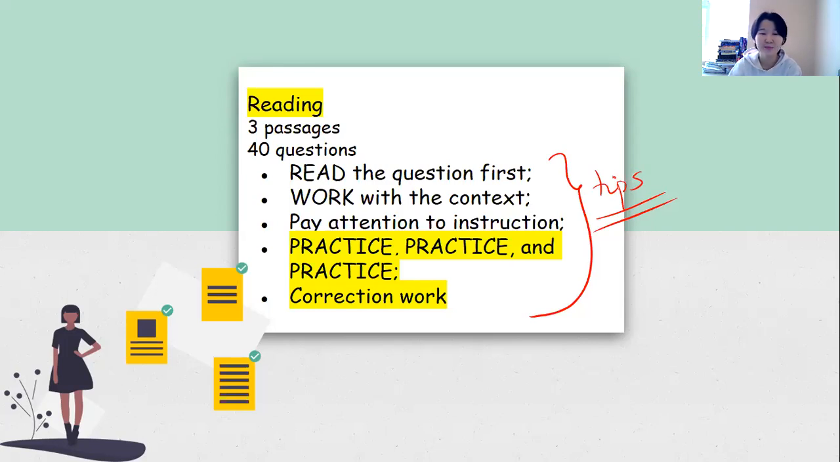Then practice, practice, and practice. You know the saying that practice makes perfect, and this applies to IELTS. You should be determined in terms of practice and correctional work. After practice, of course, you'll have certain mistakes and certain problems.